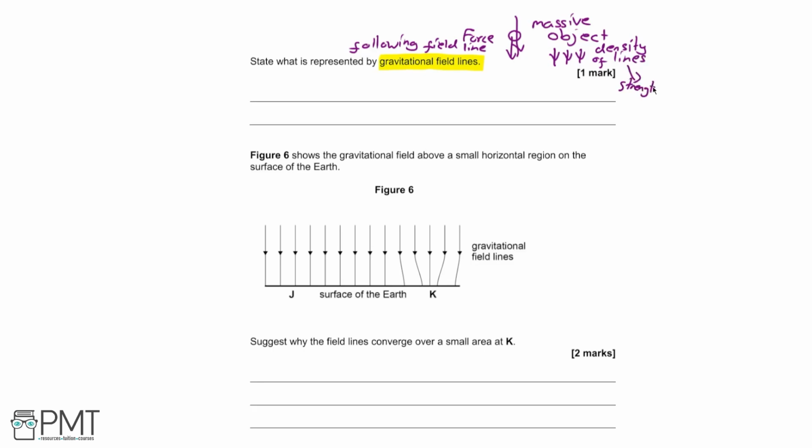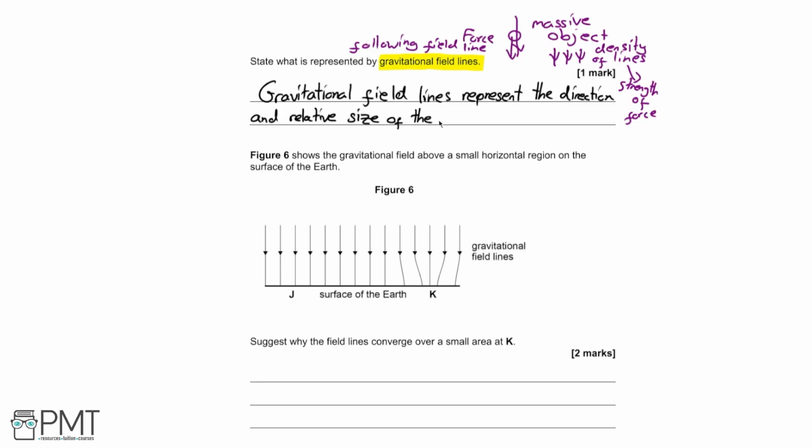More field lines implies more force inside an area of given size. So our answer to this question is that the gravitational field lines represent the direction of the force and relative size of that force that act upon a massive object inside a gravitational field.